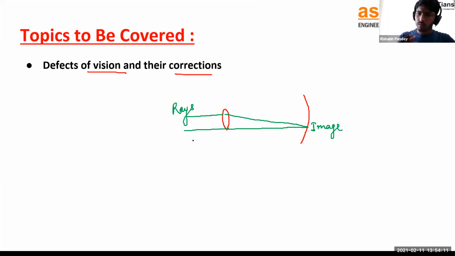Generally these defects which we observe in our day-to-day life are due to the malfunctioning of this lens. If this lens, due to aging, starts malfunctioning, that is, it does not function properly, does not converge or diverge properly, the power of accommodation is decreased. In these cases, we generally face problems like this, right?